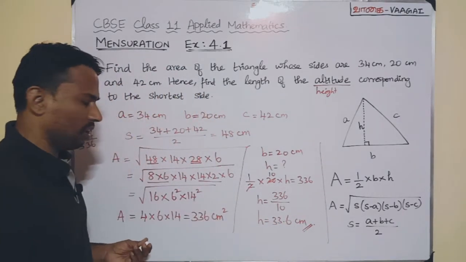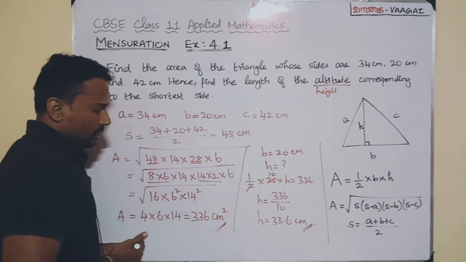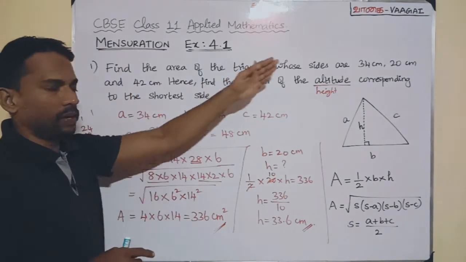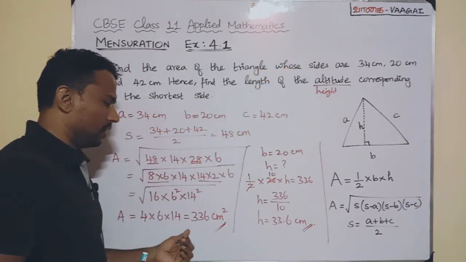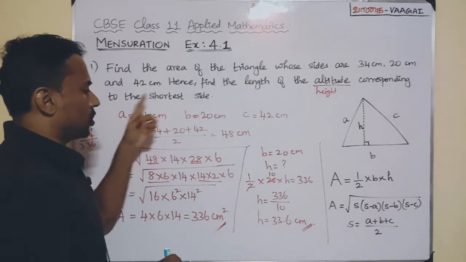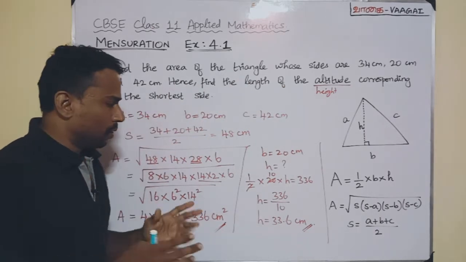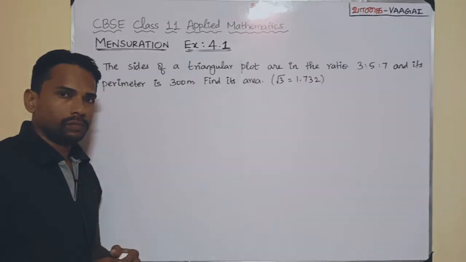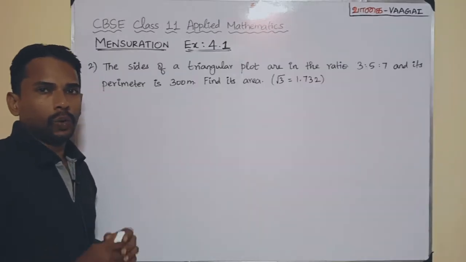So successfully we found the answer for both the data that is asked in the question. We needed to find the area. We found it, 336 centimeters square is the area of this triangle, and the height corresponding to the shortest side is 33.6 centimeter. Both of the things we got it here. So these are the answers for your question number 1. Next we have question number 2 with us.